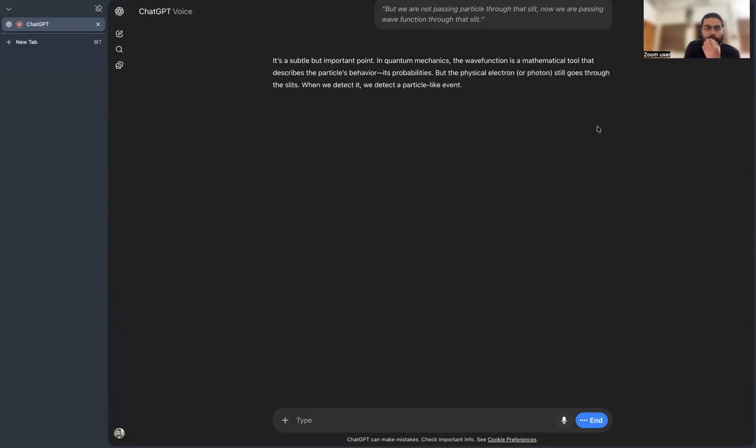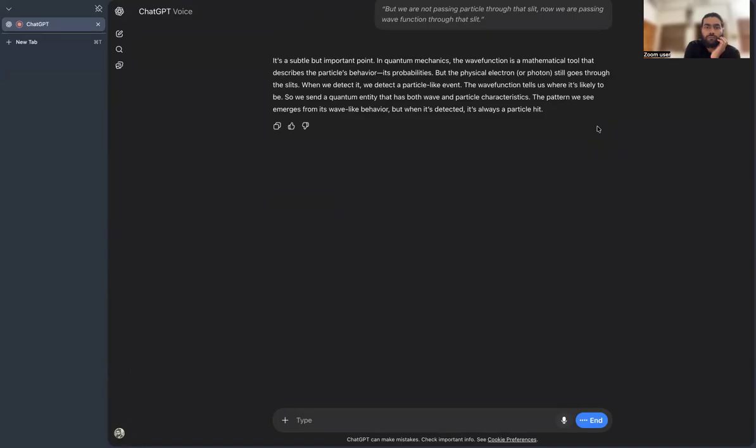When we detect it, we detect a particle-like event. The wave function tells us where it's likely to be. So we send a quantum entity that has both wave and particle characteristics. The pattern we see emerges from its wave-like behavior, but when it's detected, it's always a particle hit. So interference and diffraction patterns are wave functions.